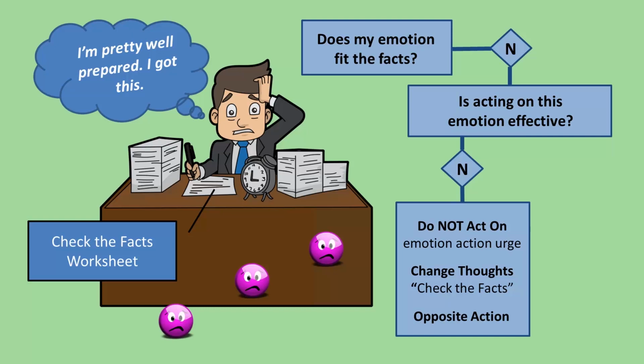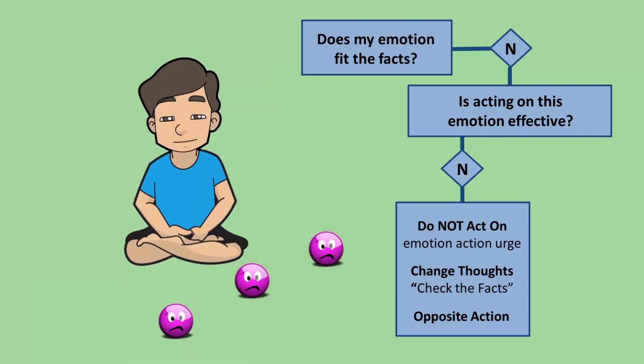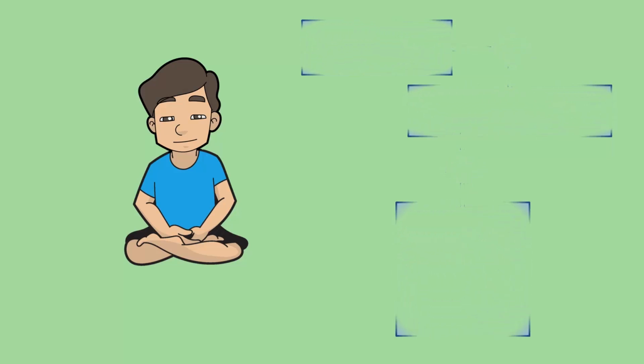And then we can use opposite action. Instead of staying up all night, studying and panicking, we can do something to relax, take our minds off the test, and then go to bed at the usual time and get a good night's sleep. And when we take this opposite action, our anxiety will decrease even further. So that's how we decide which emotion regulation skills to use in order to change our unwanted emotions.